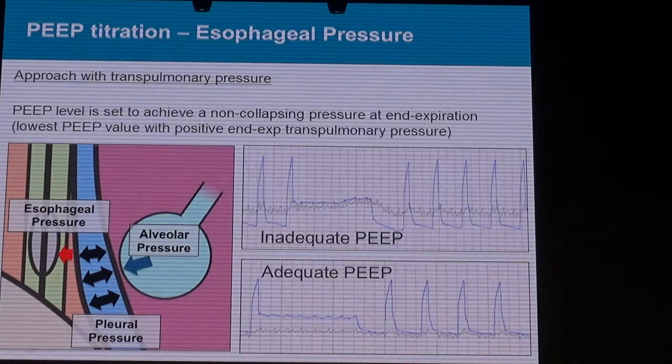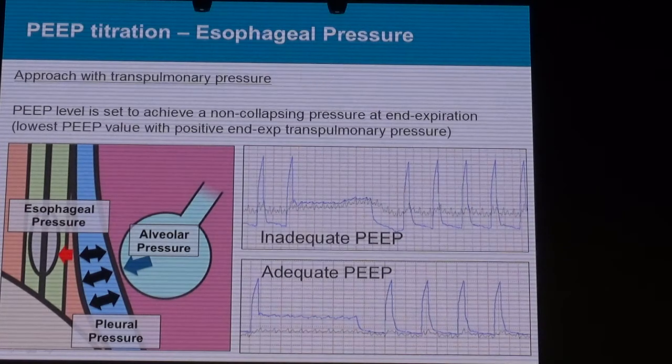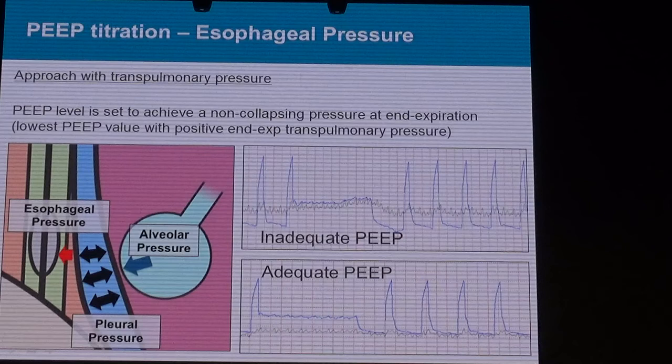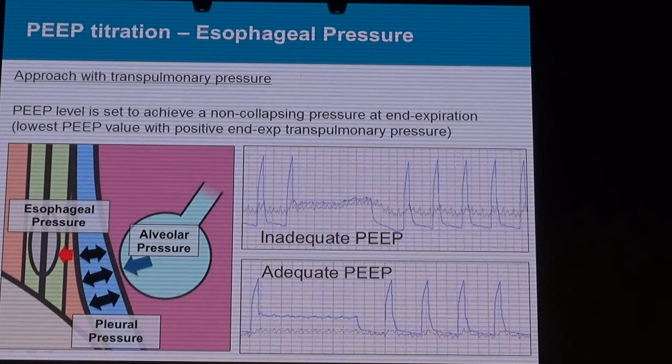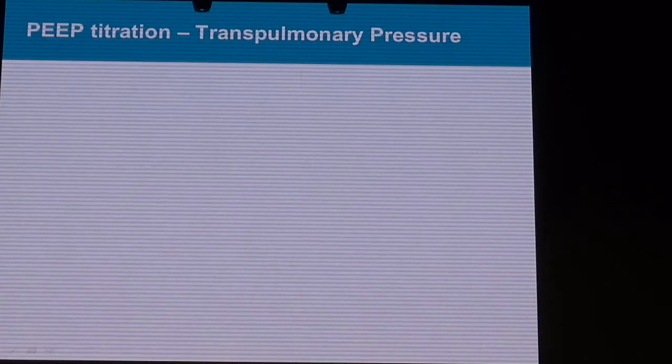So what is the best method? Just in short, transpulmonary pressure is the pressure across the alveoli. So it is really the alveolar pressure minus the pleural pressure. And for the pleural pressure, we use an esophageal balloon in the esophagus as an approximation, a surrogate for pleural pressure.